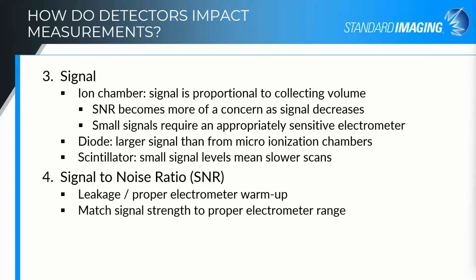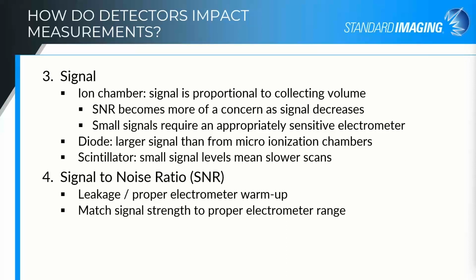So be aware, with ion chambers, your signal is directly proportional to the air cavity, to the collecting volume. So your signal to noise ratio with ion chambers becomes more of a concern as that volume decreases and your signal decreases. Now you might be running into potentially more concerns with the cable, with the electrometer, electronic noise or background noise, making sure you're zeroing. All of those things play into the accuracy of your measurement.